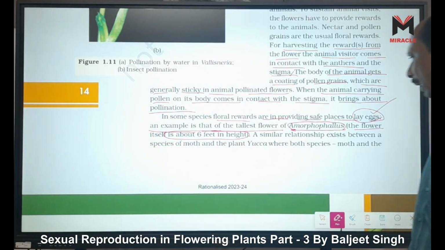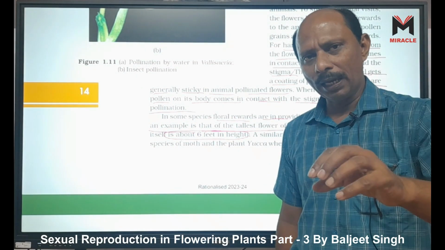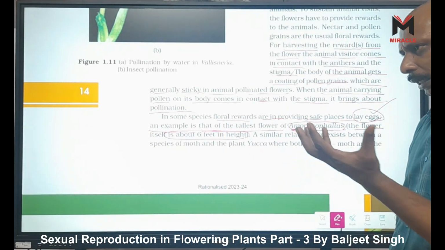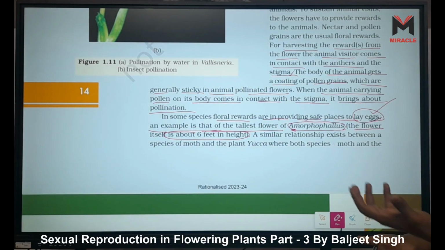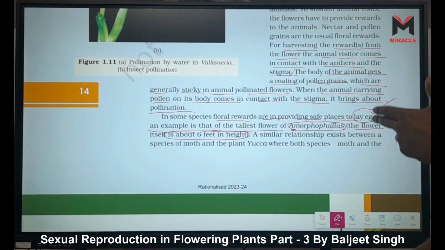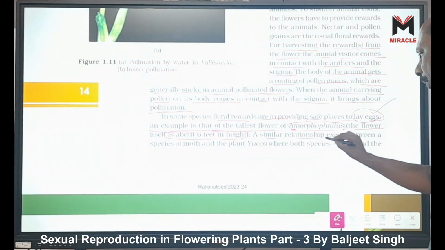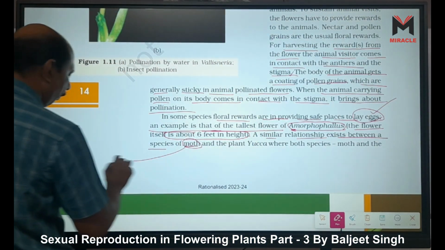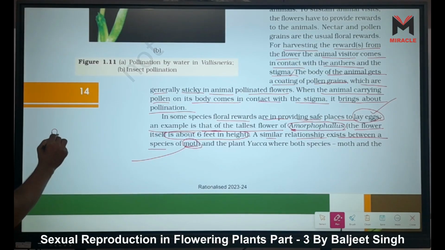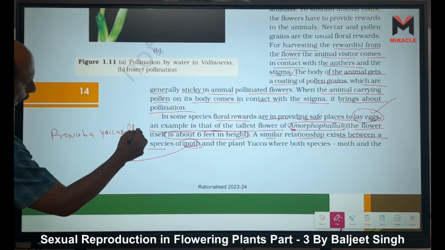In Amorphophallus, what happens? The animal, a beetle, or in the yucca plant, it lays eggs in the flower, right? And what happens then? Then the larvae are released out from the egg. If they lay eggs, it means pollination occurs, right? A similar relationship exists between a species of moth and yucca. What is the name of this moth? The name of this moth is Pronuba, right? Yucca moth.